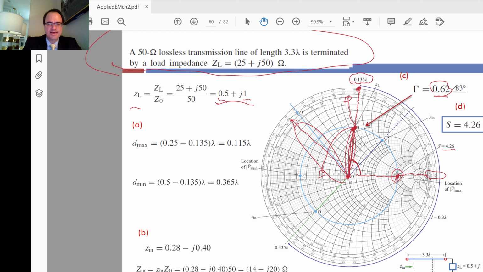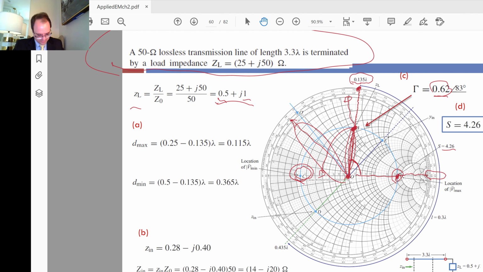Then the first voltage minimum is right here, and that's at 0.5 lambda. So we have to go from 0.135 lambda to 0.5 lambda, a difference of 0.365 lambda down the line to get to the first voltage minimum. So that is parts A, B, and C.